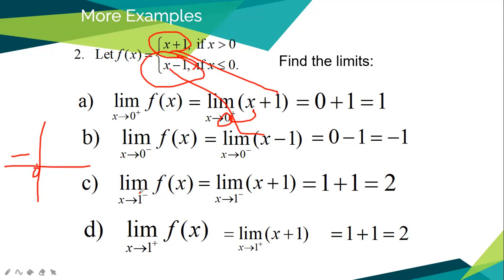so coming from the left, ato din i-substitute. So 1 is, dili daw, gikan daw sa left ni 1, so 1 is greater than 0 man, no? Dere, check na to dere, kung gi-satisfy ba niya ni 1 is greater than 0. So therefore, we are using this equation, x plus 1. Then substitute din nato ang value ani, 1 plus 1 is 2.